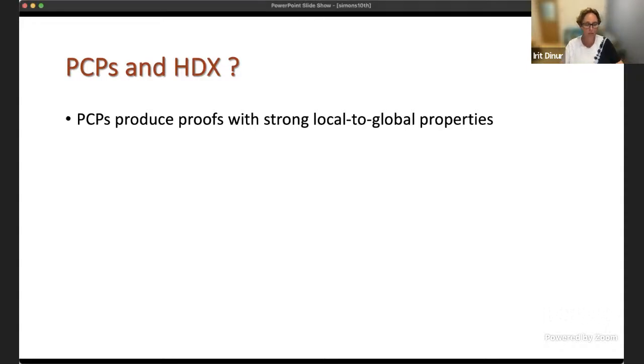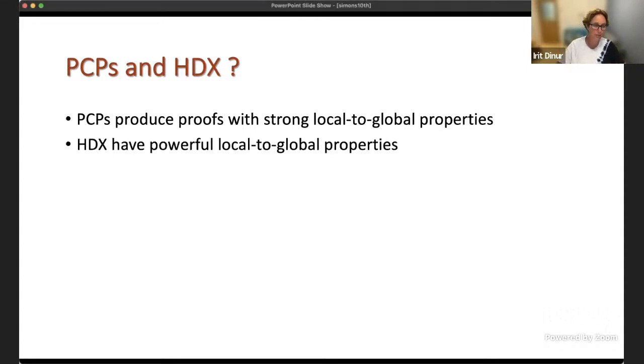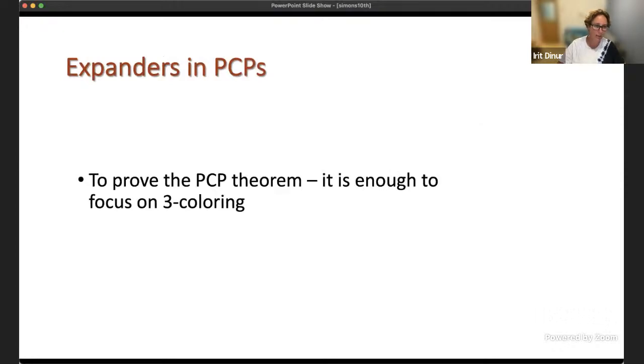Okay. So I think I'm missing a slide. I was supposed to, let me pick forward. Yeah, okay. I meant to go to this slide.